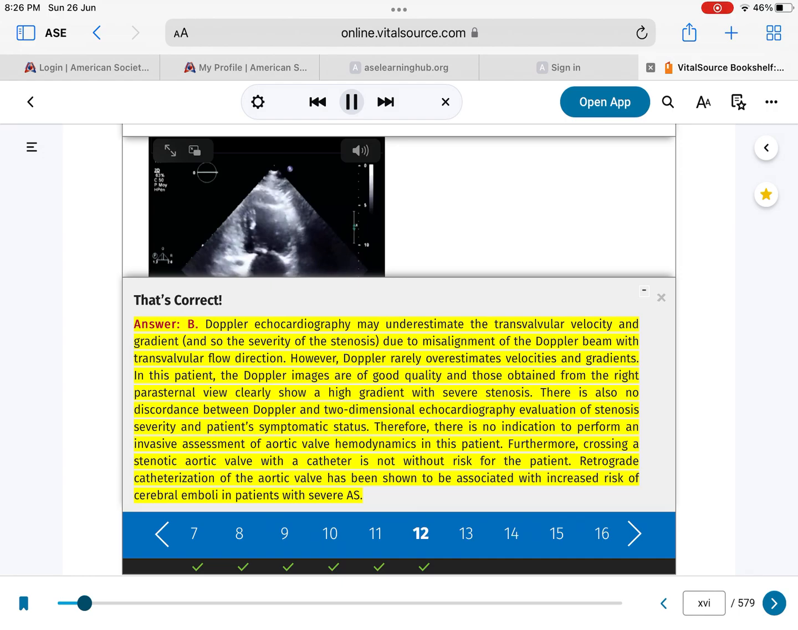Furthermore, crossing a stenotic aortic valve with a catheter is not without risk for the patient. Retrograde catheterization of the aortic valve has been shown to be associated with increased risk of cerebral emboli in patients with severe AS.